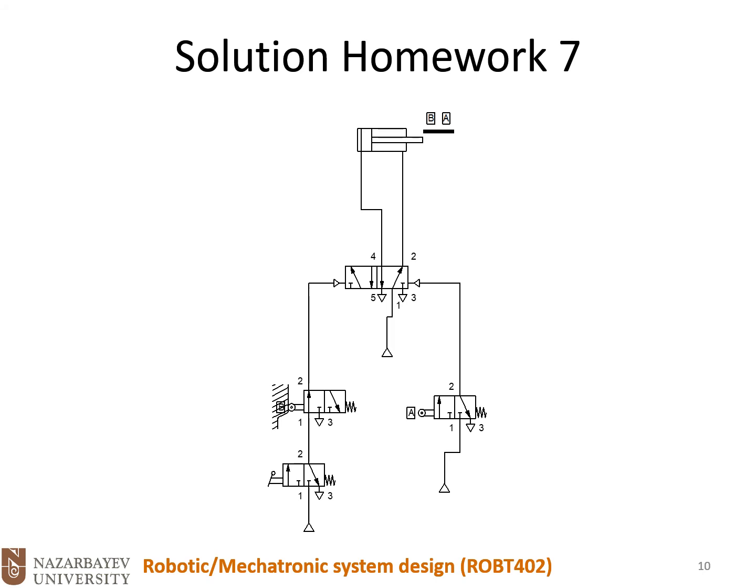Okay, so here we have a solution, one feasible solution again. We have a 5x2 main control valve and double acting cylinder. We have a roller and sensors at the beginning and the end of the stroke. And we have two control valves.